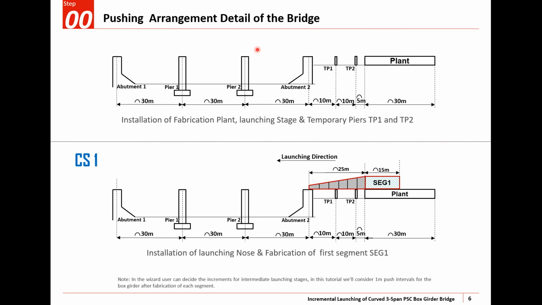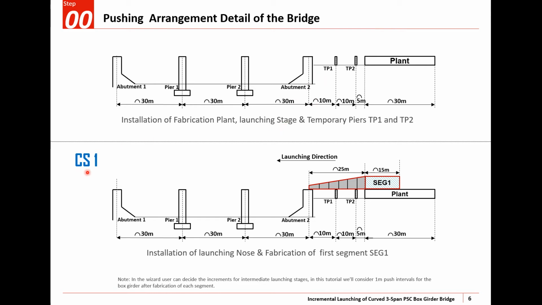So this would be the construction sequence that I'll assume for my model. Starting from this stage where the 2 abutments and the 2 piers would be erected, and I'll take 2 temporary supports in between the pier and abutment 2, where these would be my distances.